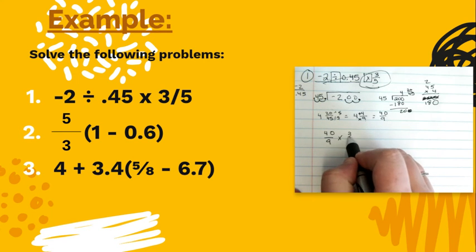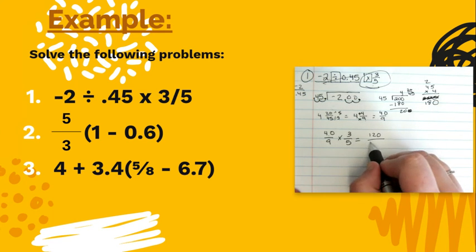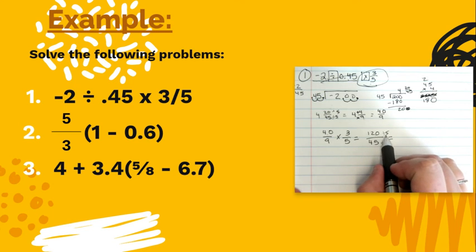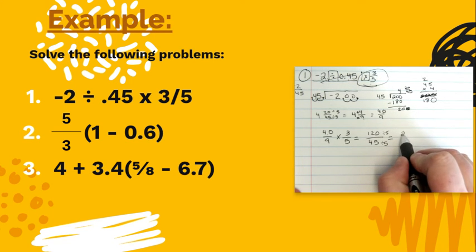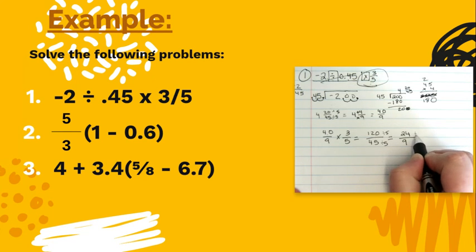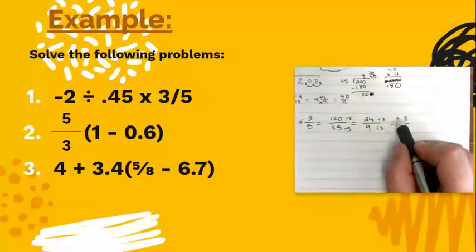Multiply by 3/5. And then we can just multiply straight across. 40 times 3 is 120. 9 times 5 is 45. And then I can divide both of these by 5 to get where I'm at. 120 divided by 5: 5 goes into 10 twice, and then 5 goes into 20 four times, so 24. And 45 divided by 5 is 9. Then I could still divide that by 3. Okay. 24 divided by 3 is 8. And 9 divided by 3 is 3. Okay, this is the correct answer.